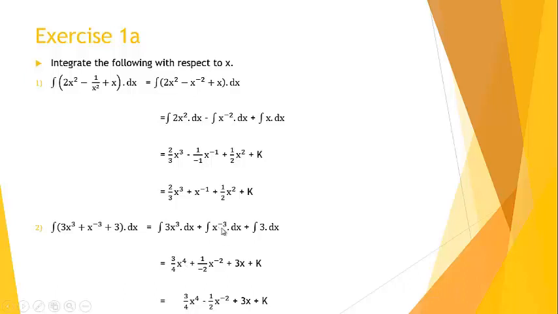Adding 1 to the power would give us negative 2, and dividing by the new power would give us 1 over negative 2 and x to the power negative 2 plus. We do not have a term with x, so we have only the constant. So when integrating with respect to x, a term with x would be included. So that would give us 3x. So integrating any constant with respect to x would give us a term included with the x. So simplifying the expression would give us 3 over 4 x to the power 4 minus 1 over 2 x to the power negative 2 plus 3x plus the arbitrary constant.